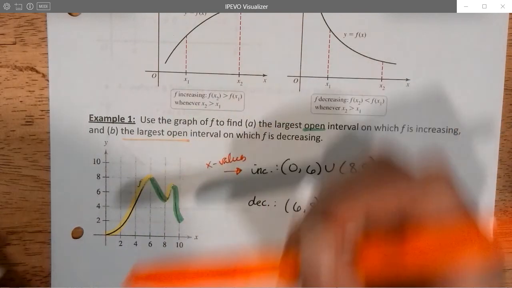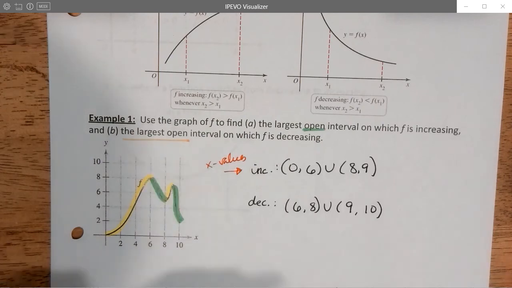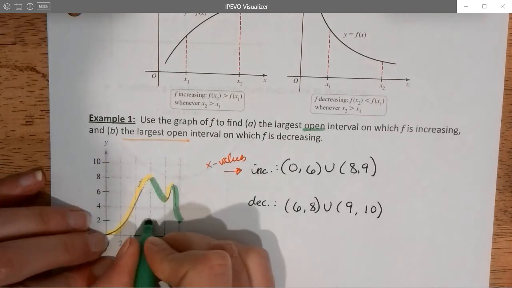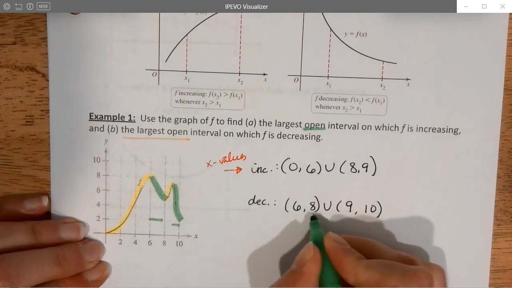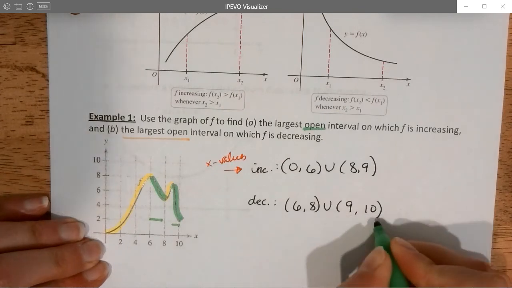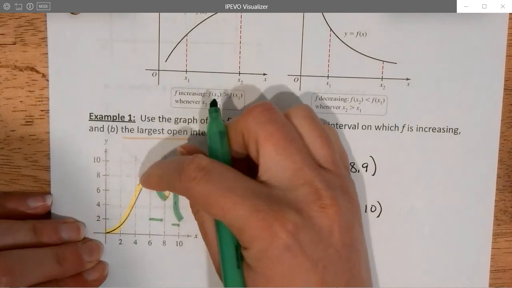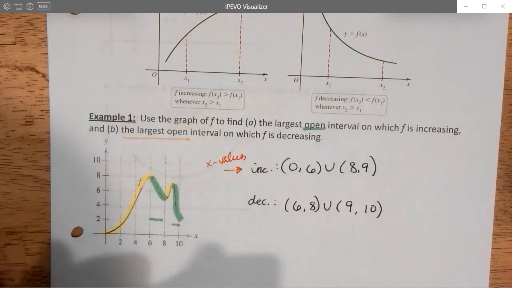Okay, now remember that these intervals are x values, so we're looking at larger in terms of the width of the intervals. So the first interval has a width of 2, and the second interval has a width of only 1. So even though it decreased in fewer y values, that's the larger of the two intervals.